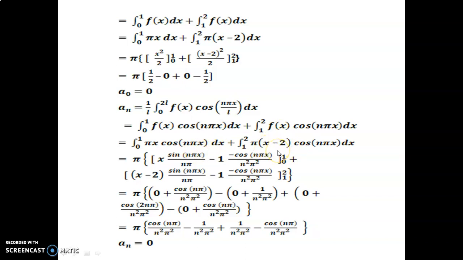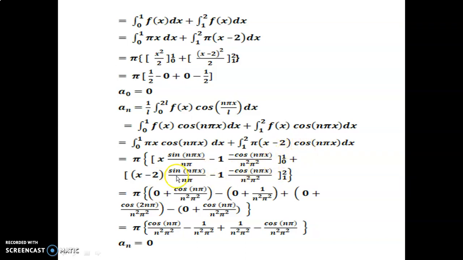Now solve the integration by using the generalized integration by parts rule. So first, u as it is. Now the integration of cos is sin n pi x divided by n pi. The derivative of x is 1. The integration of sin is minus cos n pi x upon n square pi square. Limits of integration are 0 to 1, plus the second term, x minus 2 as it is.